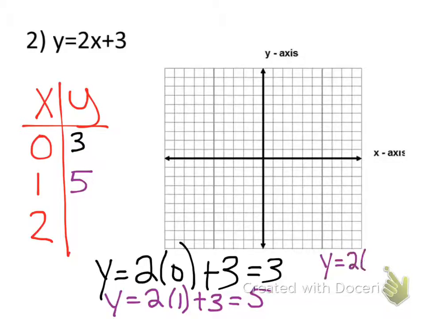Next, I'm going to plug a 2 in. What's 2 times 2? 4. And what's 4 plus 3? 7. So when I plug a 2 in, I get a 7 for the y. Take a look at those. See if you soak it all in.